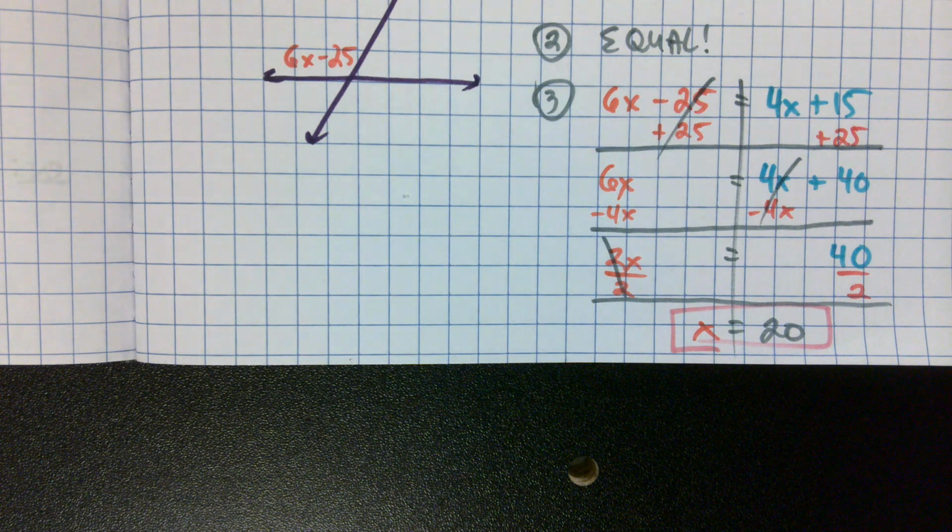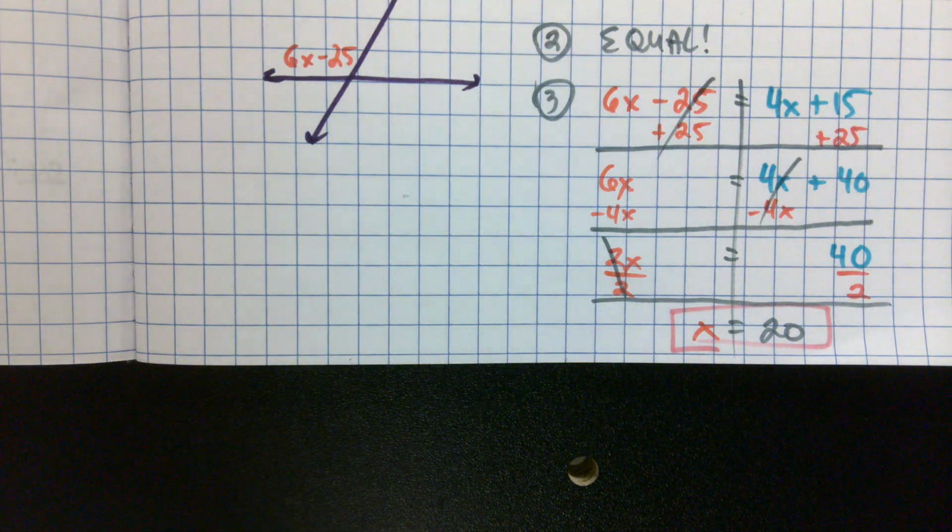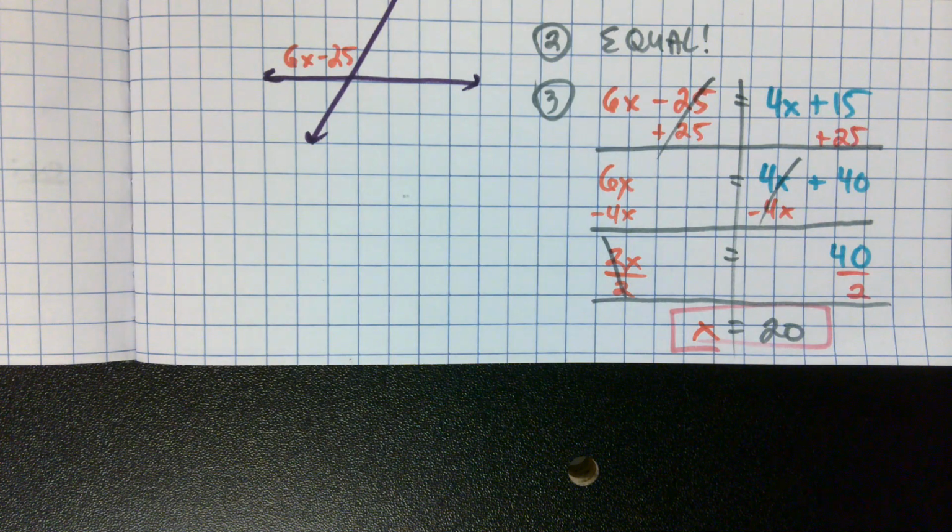Yeah. How do you know which order to go? Say that one more time. How do you know which order to go? For the inverse operations? No, like, why not 4x plus 15 equals 6x minus 25? You can do that too. Yeah. As long as you do all your addition and subtraction correctly, you'll get the same thing.